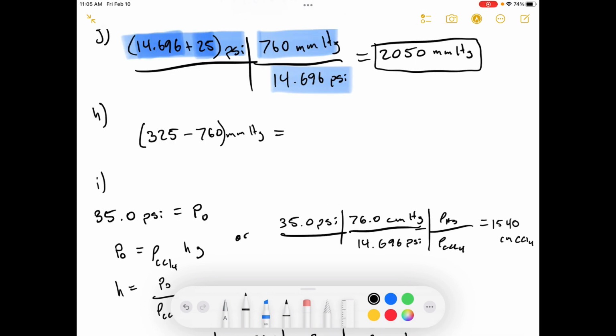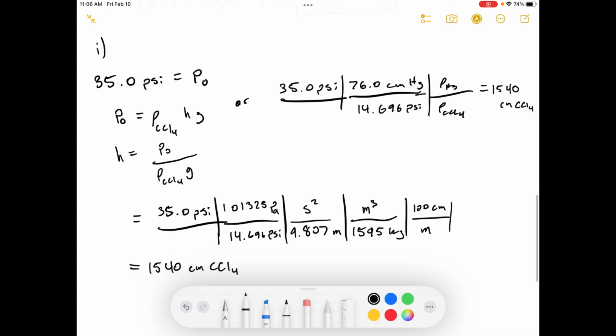All right, so for part H, it's saying we have 325 millimeters of mercury in our atmosphere, but we need to turn that into gauge. Okay, so if we have 325 millimeters of mercury pressure inside of our vessel, we want to know how much above atmospheric pressure that is. Well, we just subtract out the atmospheric pressure. And it's actually less than 1 atmosphere, so we'll end up with a vacuum. So we actually have a vacuum pressure of 435 millimeters of mercury.